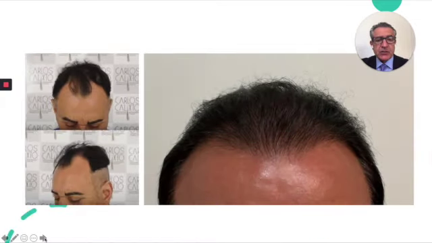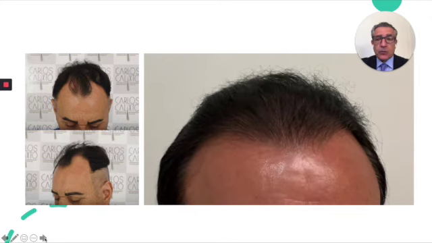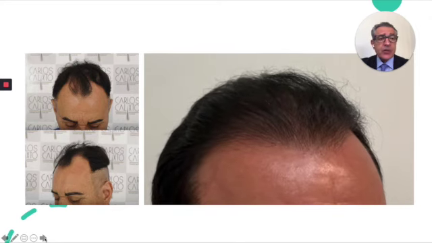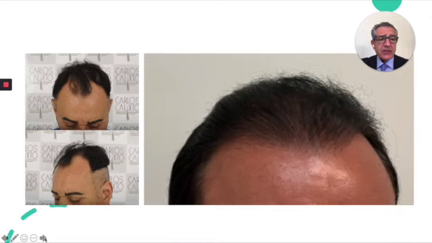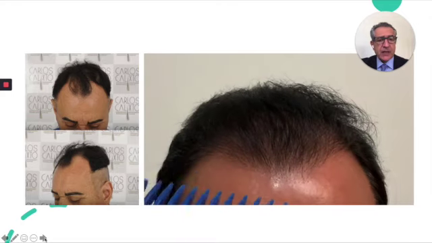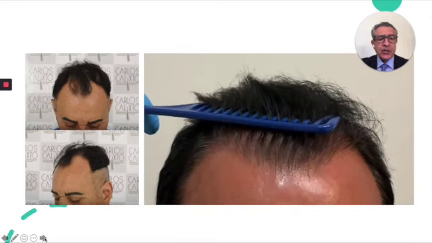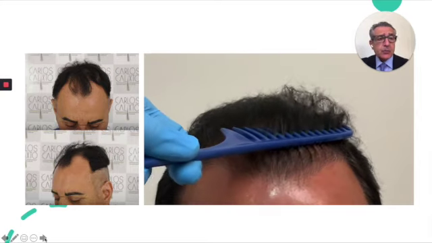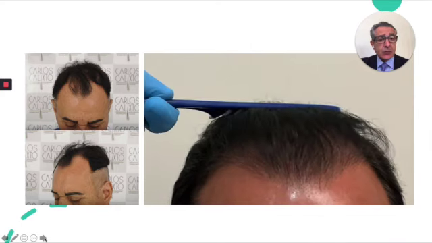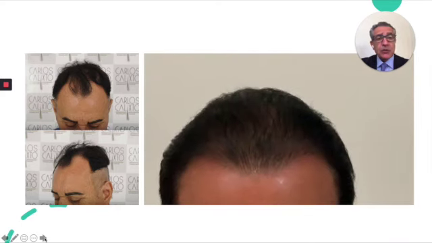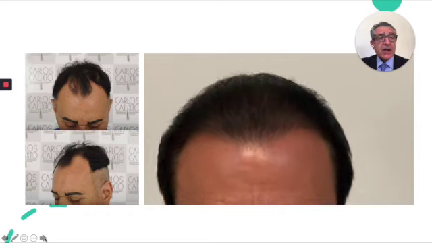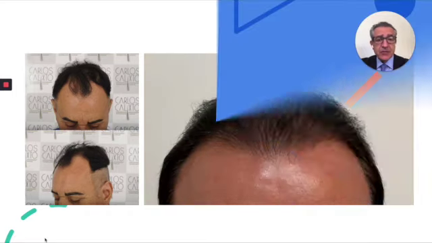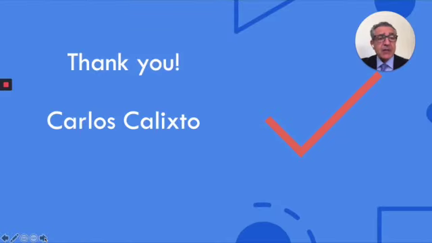Also in this patient, with almost the same area, we need almost 3,000 grafts to cover this area. Why? Because it was fine hair. We need to put more hairs per square centimeter. You need to put the hair closer, and this took more time and more grafts, and that's why in some patients we have different results. In my opinion, the hair diameter is the first thing you have to look at and take into account.